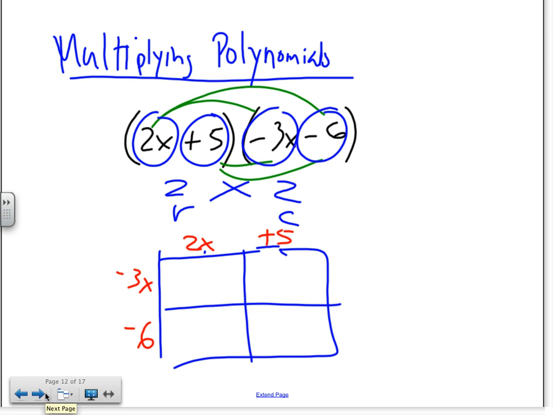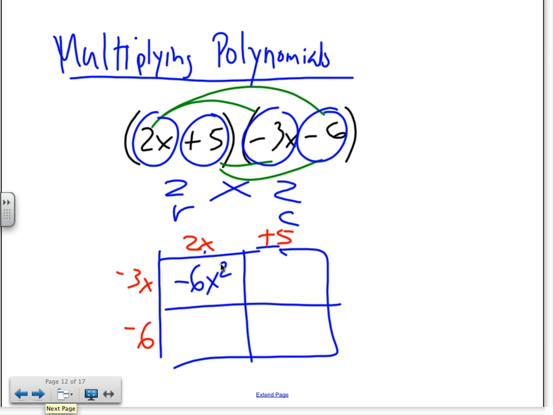Next step is to fill in inside the box. To fill it in, you just have to multiply. So let's start multiplying. To get this first box, you take whatever's on the top and the side here on the left-hand side, and multiply them. What is 2x times -3x? -6. What? Square. Don't forget, it's x times x, right?